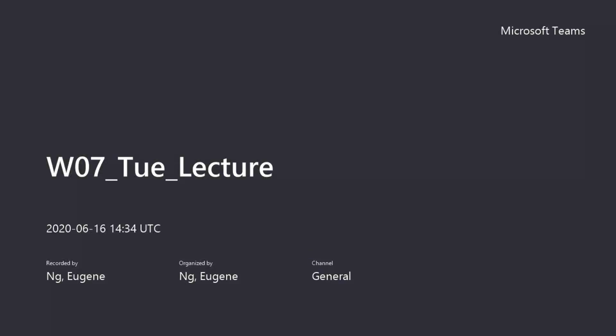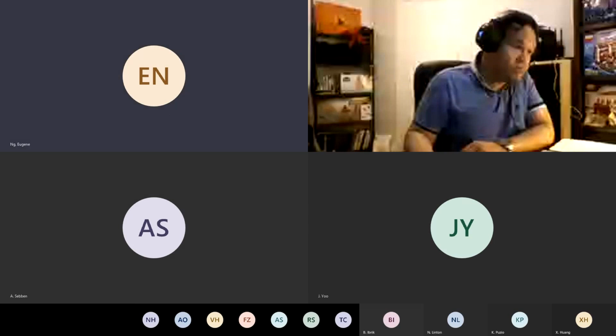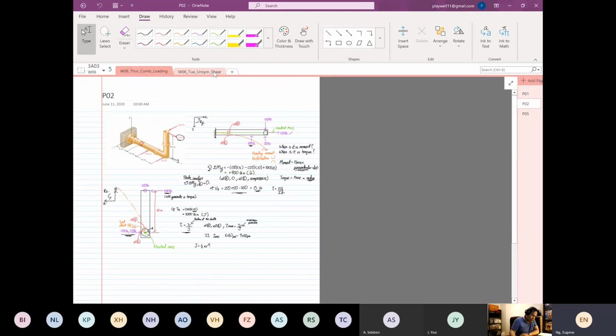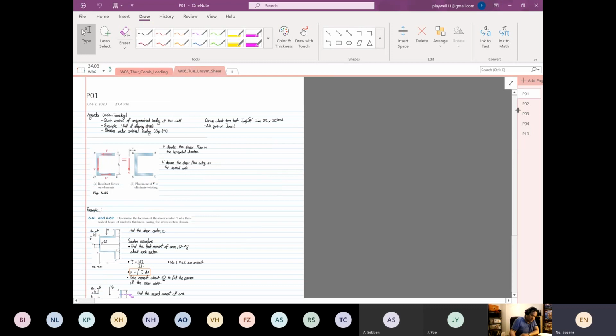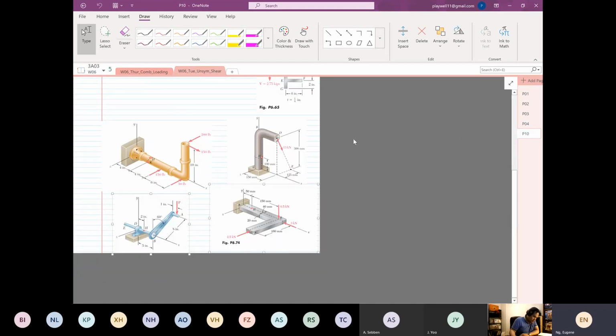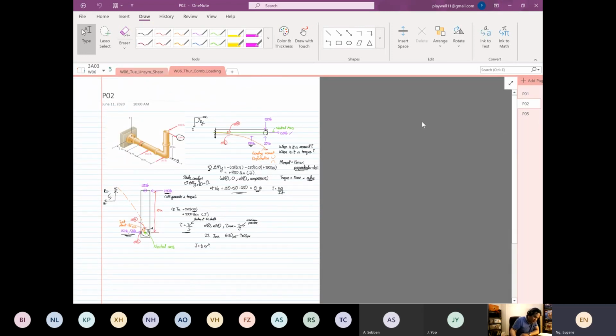Okay, so for today, which is week 7, Tuesday, we're going to do stresses on combined loading. Last week, we looked at a structure that has compound loading or combined loading.